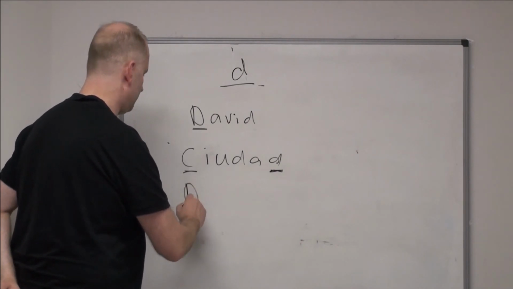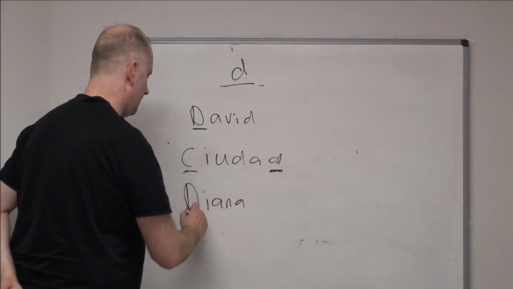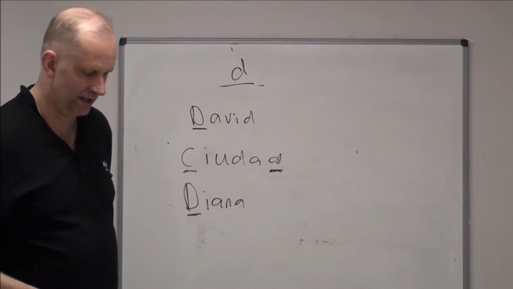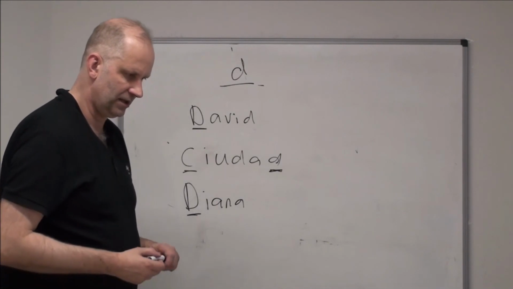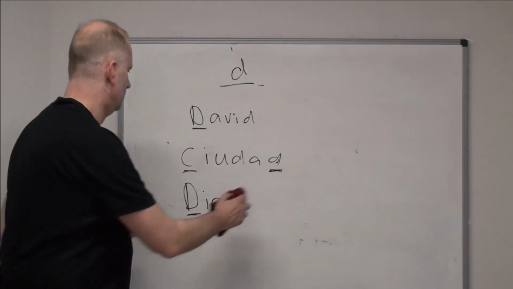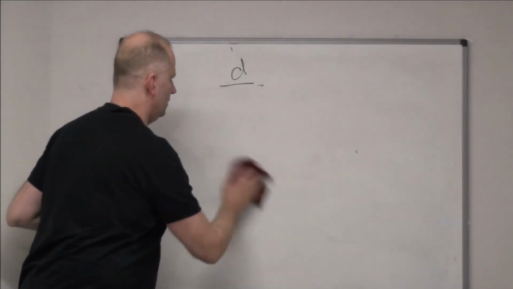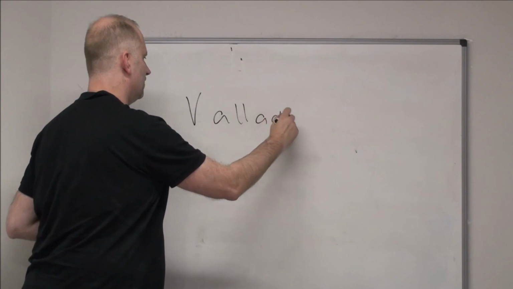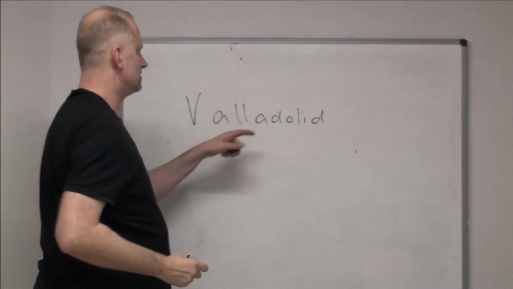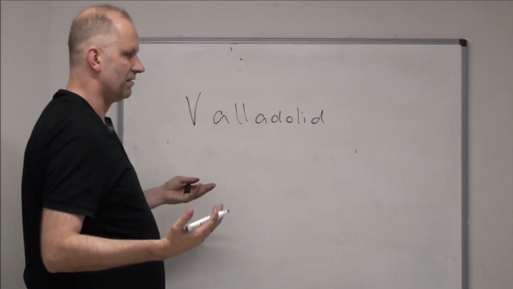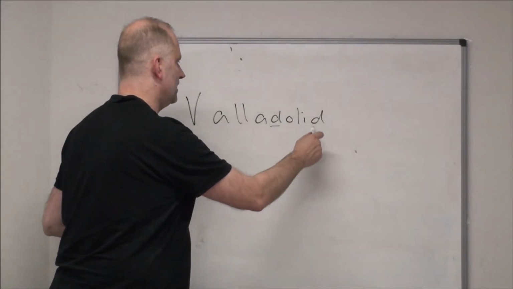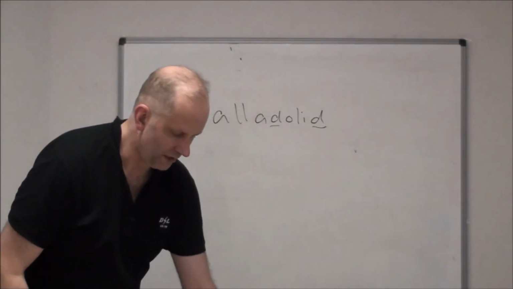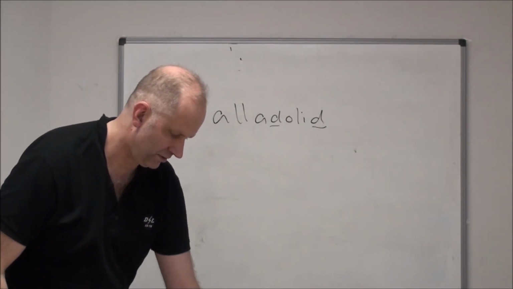If you think of a name like Diana, the D at the beginning of the word would be very close to an English D. Let's have a think of the city, Valladolid. Both of them, for me, sound like RD sounds. Valladolid, not Valladolid. So that's the pronunciation of consonants.